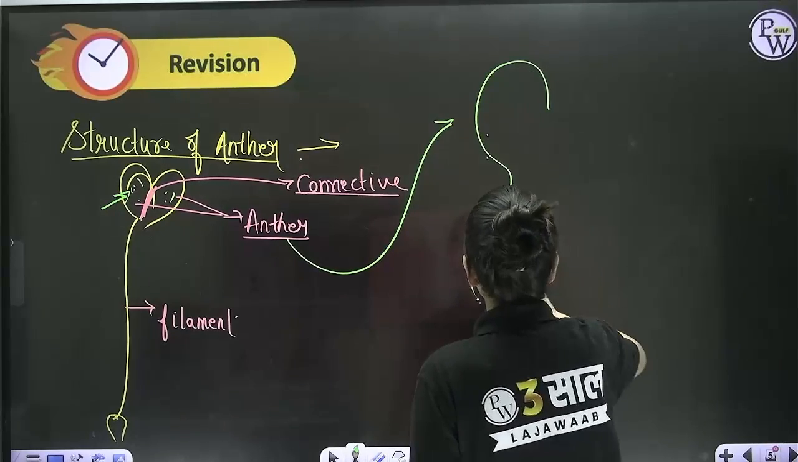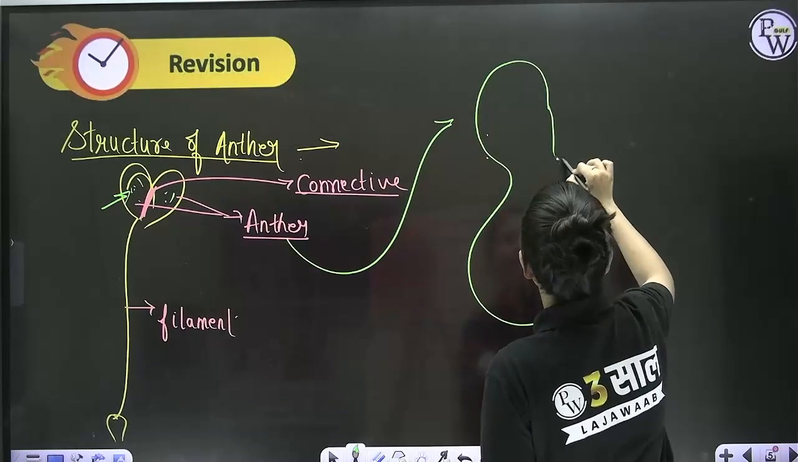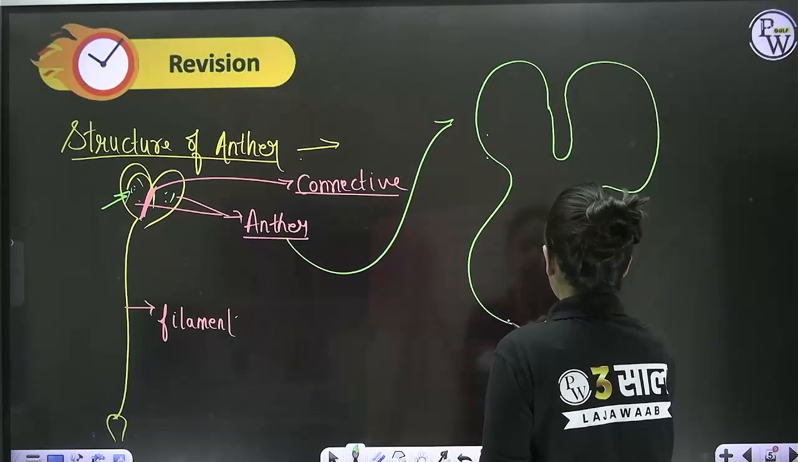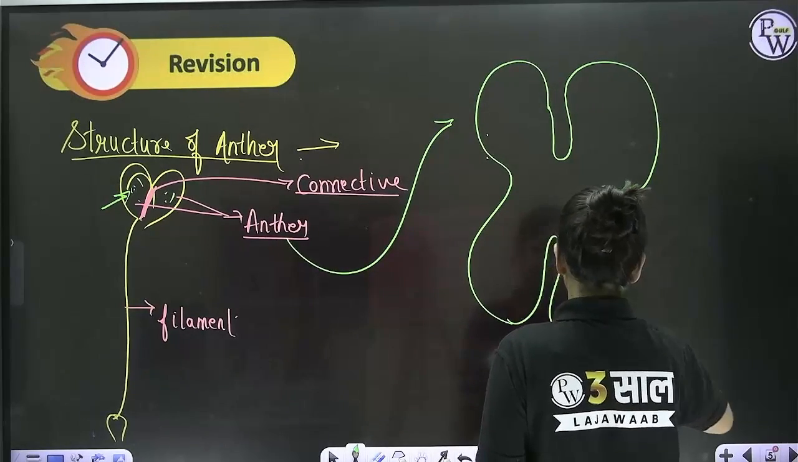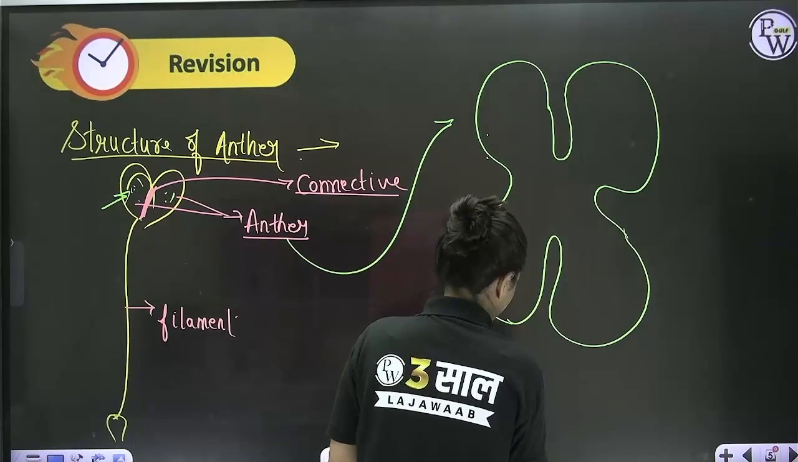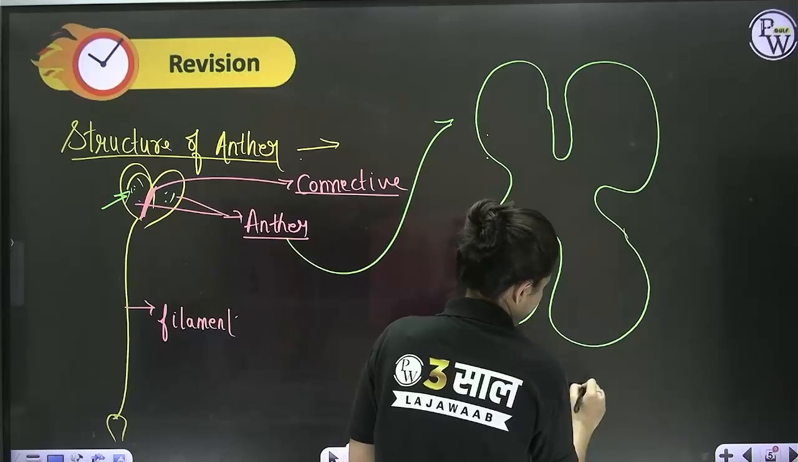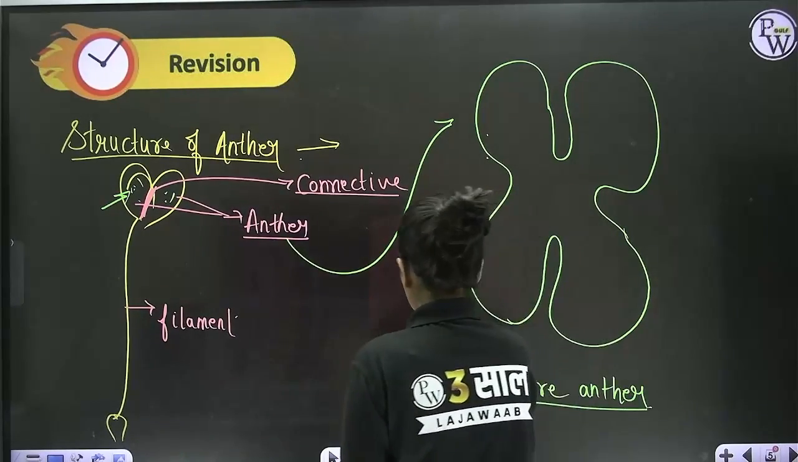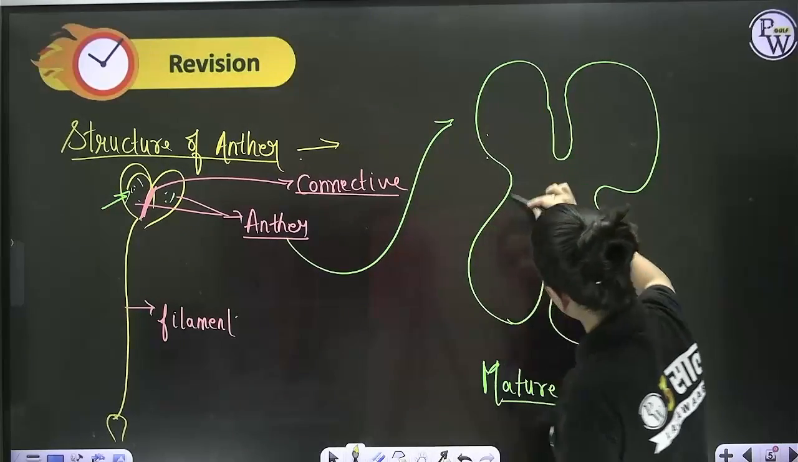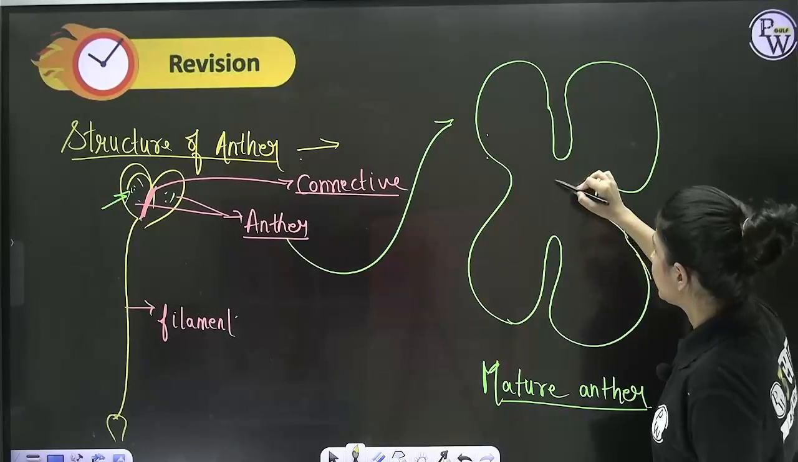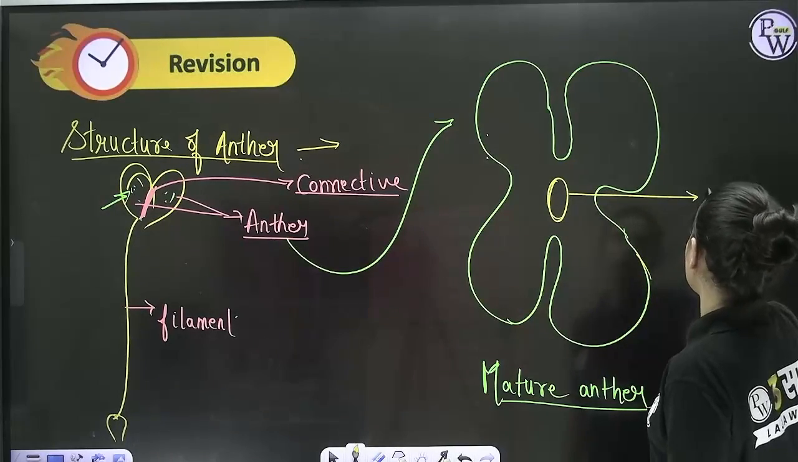Here I am showing you a mature anther. Correct? The anther which is now ready to produce male gamete. So this is my mature anther. How many lobes can you all see? Two lobes, right? See, this is one lobe and this is another lobe. Correct? They are connected with the help of the connective.